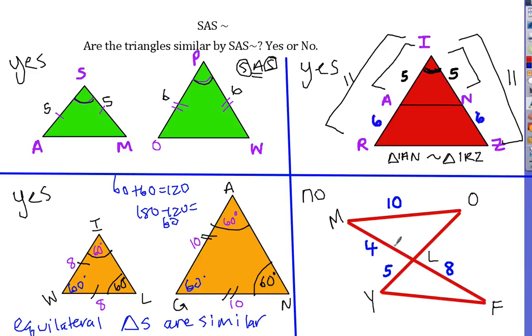Okay, so if I look here, well, it almost looks like they'd be similar, but it's a no. Yes, you have a pair of angles, but if you look here, the matching correspondence, SAS, it has to be the angle between the two sides. If you looked, I don't know the measure of OL, okay? Don't let it fool you. Yes, 5 to 10 is 1 to 2 ratio, but look at the order. The order matters.